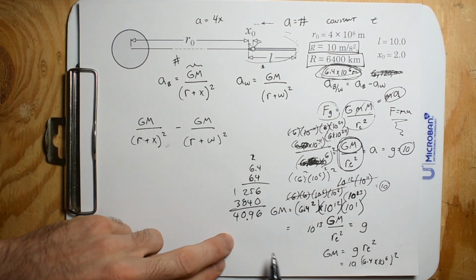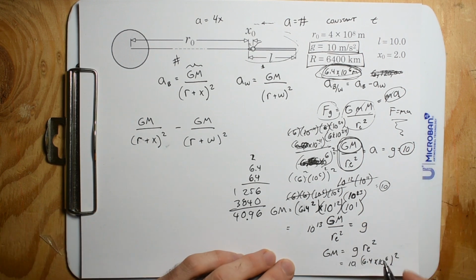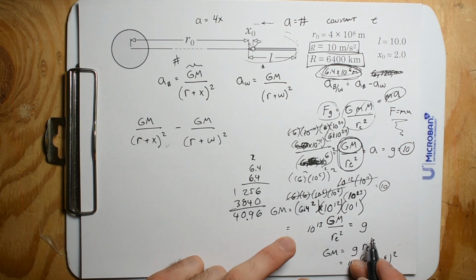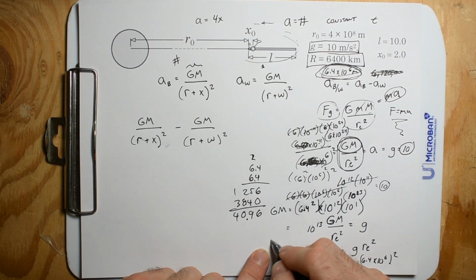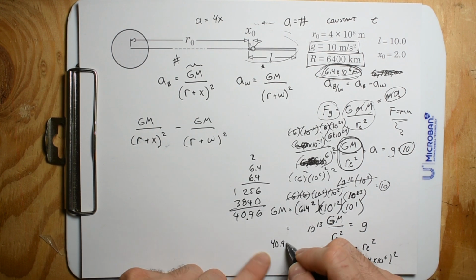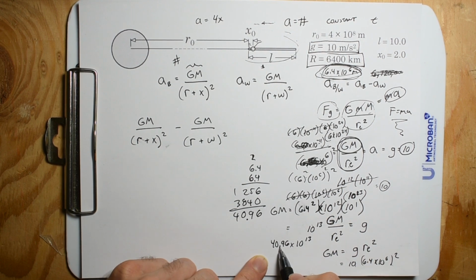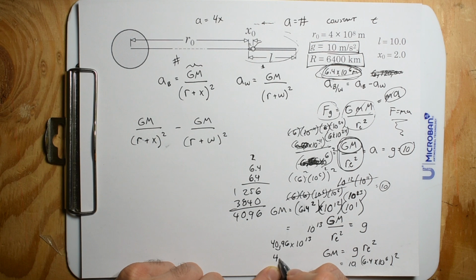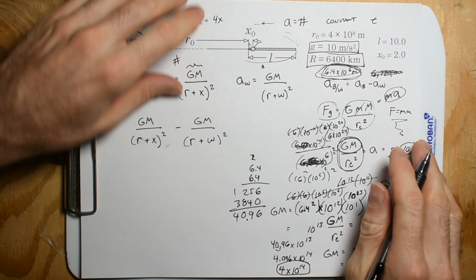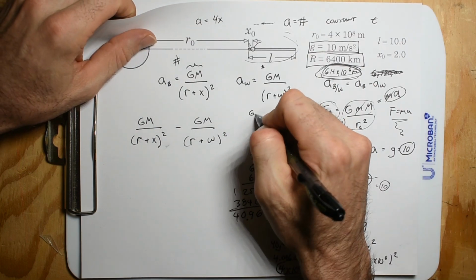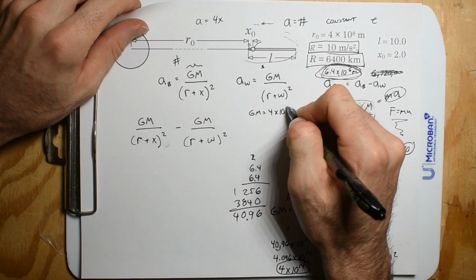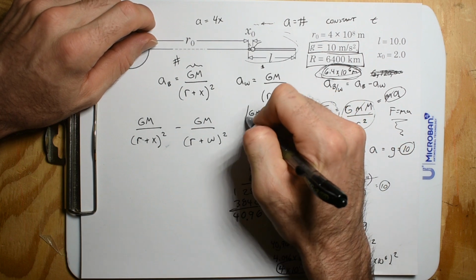Okay, so we have 40.96, which I'm just going to round, and I've already done this one, but it's just kind of interesting that now we're going to have 40. Let's just say 40, maybe 41. 40.96 times 10 to the 13. So we can move this decimal place 1, and now we got 4.096 times 10 to the 14. Or I'm just going to simplify this and just say, hey, it's 4 times 10 to the 14. So sweet. So now we have a value for GM. GM is 4 times 10 to the 14. And you know what I mean?